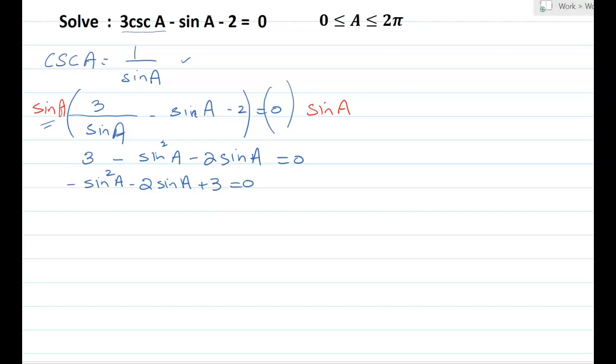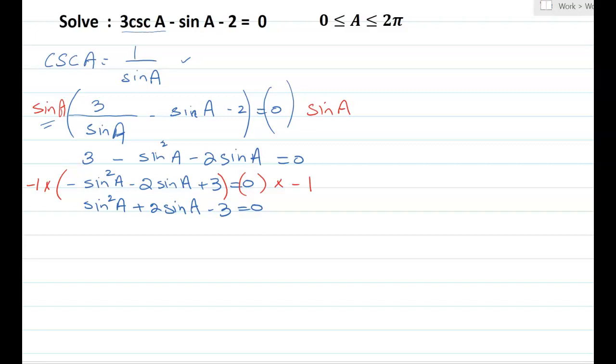And then we multiply everything by negative 1, so sine squared A plus 2 sine A minus 3, set that equal to 0. So that's what we've done so far. Here it is, multiply by negative 1, multiply by negative 1, and that's what we will get. That's our equation. Now we can very easily factor that. This is actually a factorable trinomial.